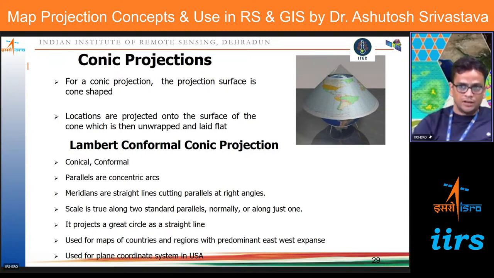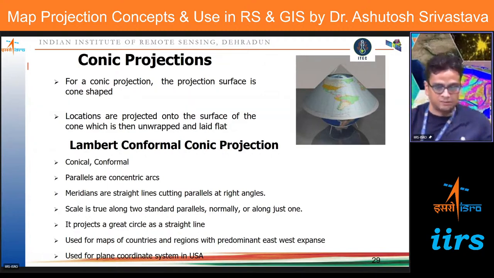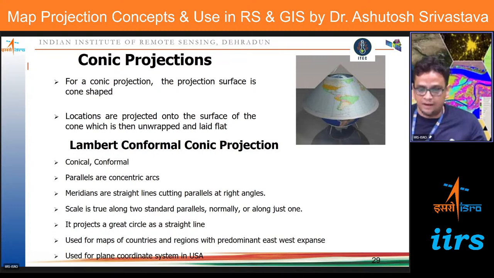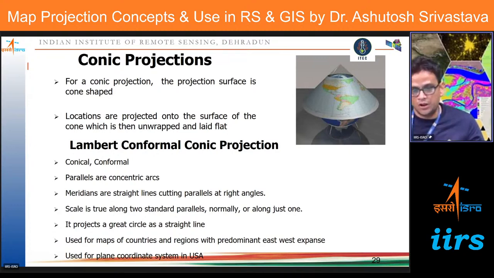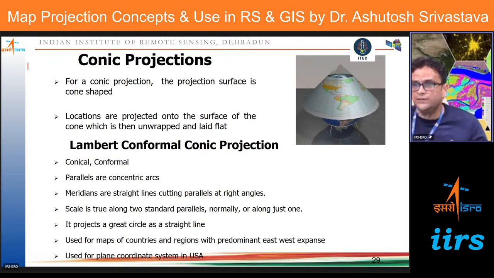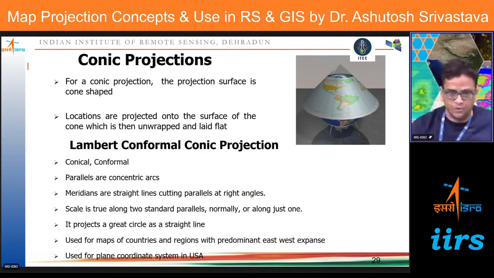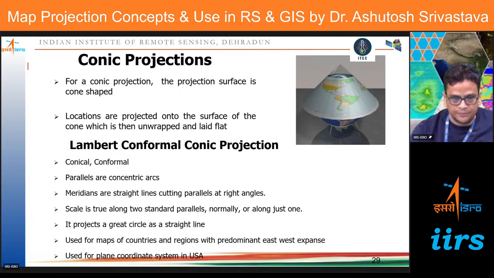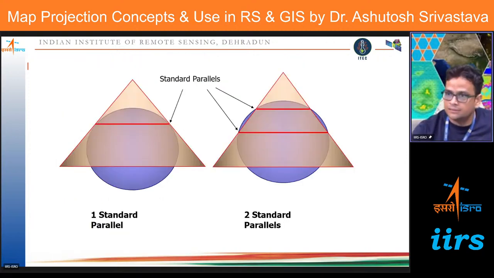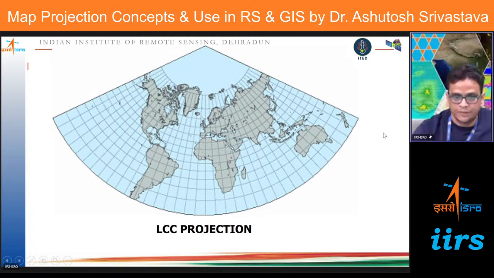Here it is conical and conformal. Parallels are concentric arcs. Meridians are straight lines cutting parallels at right angles. Scale is true along two standard parallels normally, or along just one. If it is a tangent case, then it is one. If it is a secant case, there will be two standard parallels. So we can see here the picture, one standard parallel and two standard parallels.